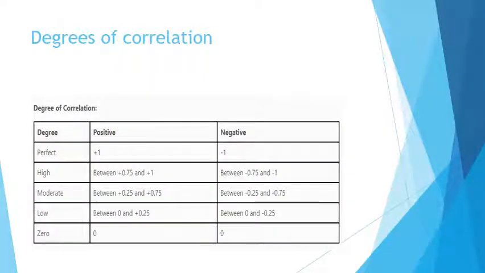There is tabular presentation of degrees of correlation. Perfect correlation can be perfect positive and perfect negative. The value will be +1 in case of perfect positive and -1 in case of perfect negative. There may be limited degree of correlation. It may be high, moderate and low. And when the value of correlation is 0, that is there is no relationship between two variables.